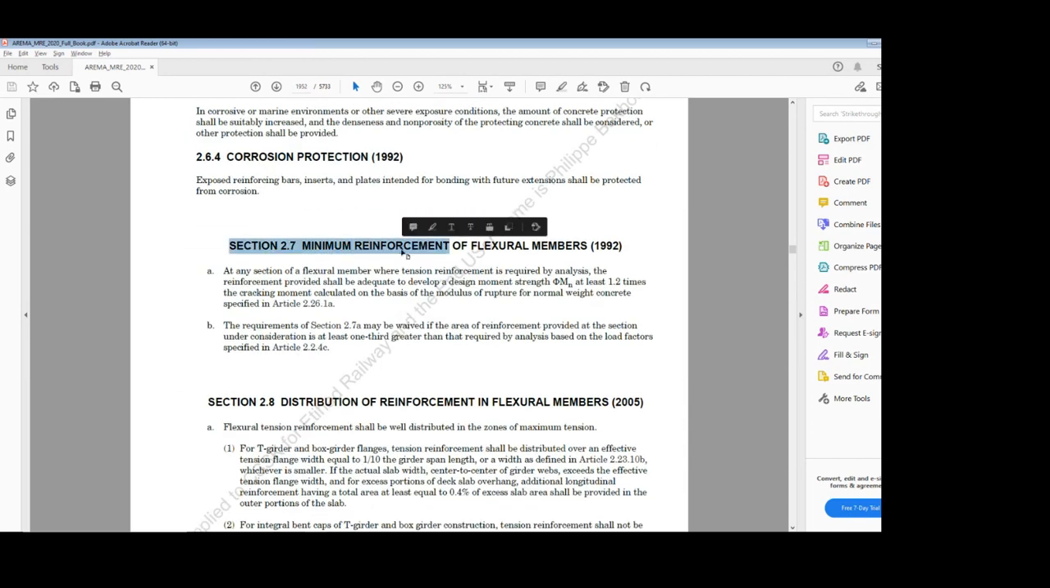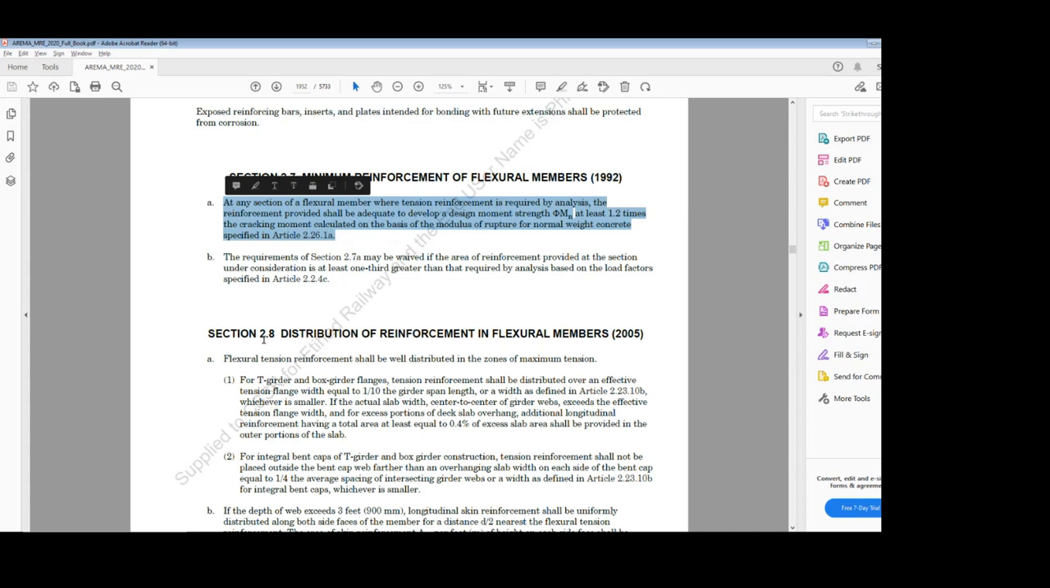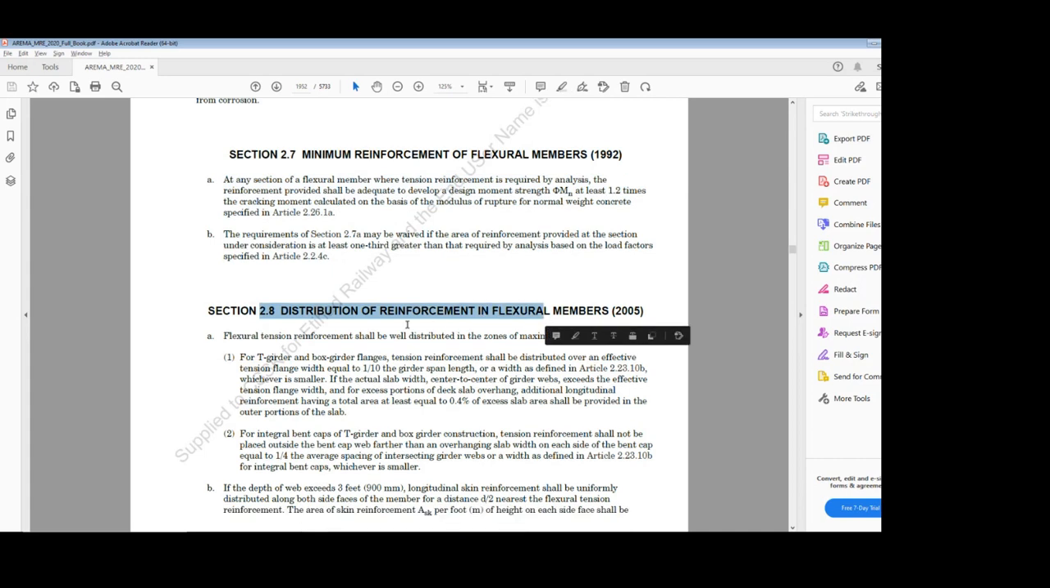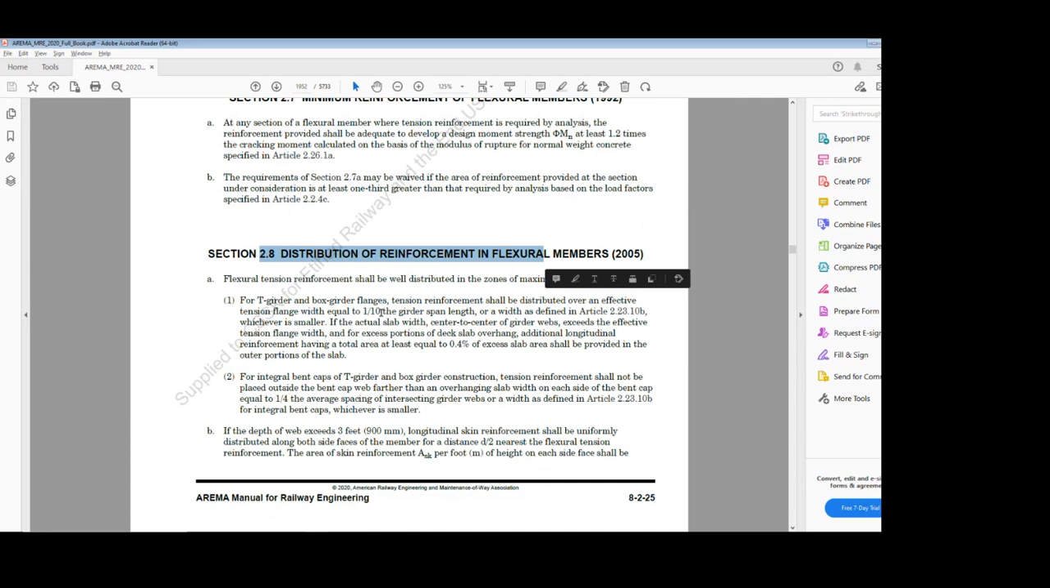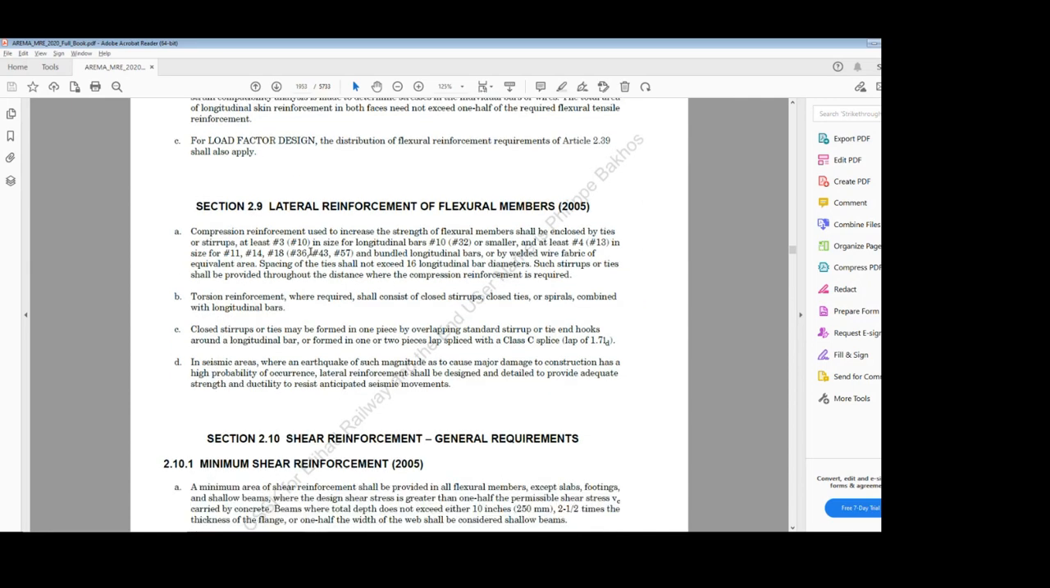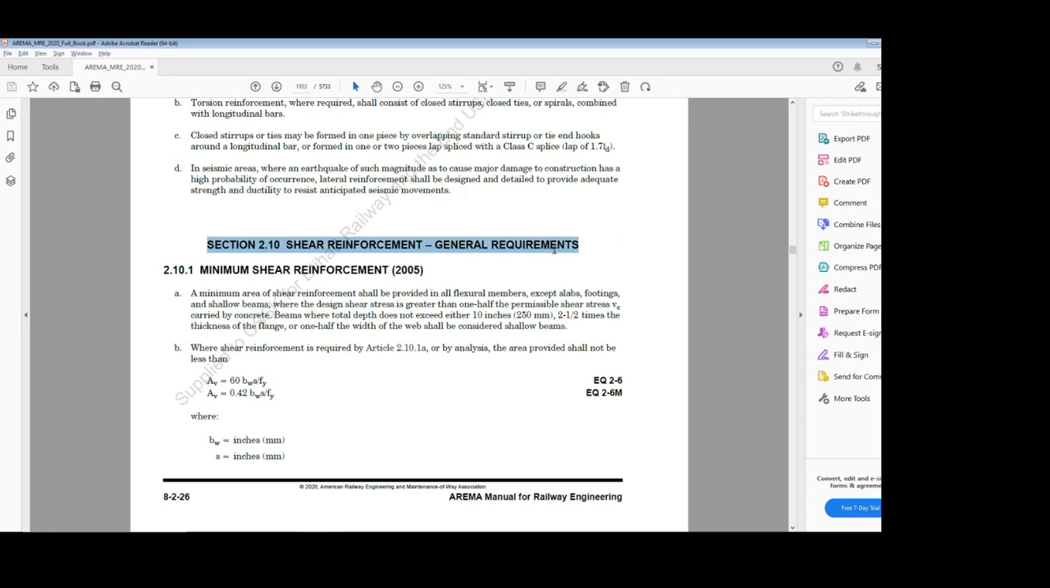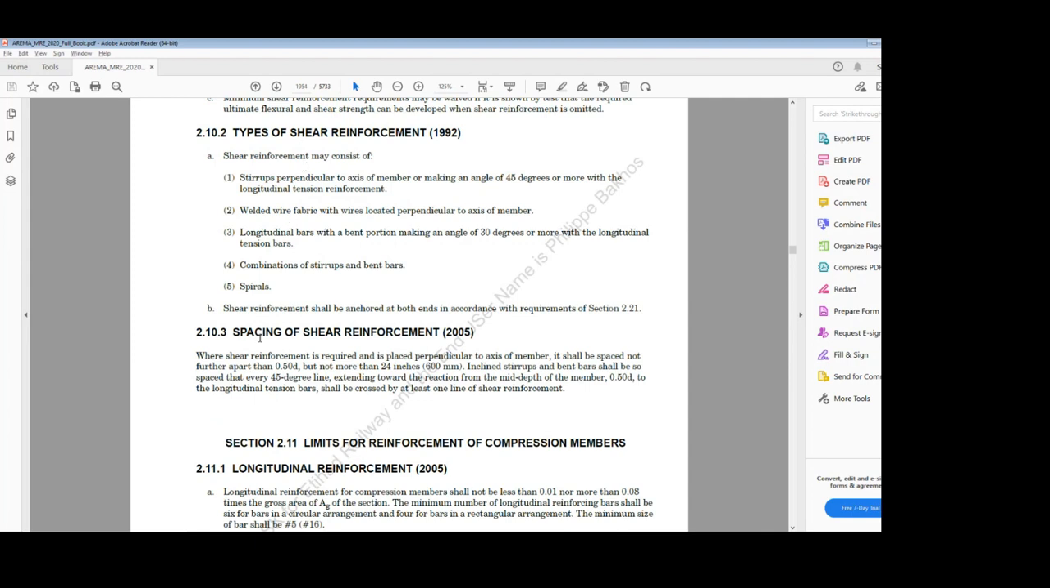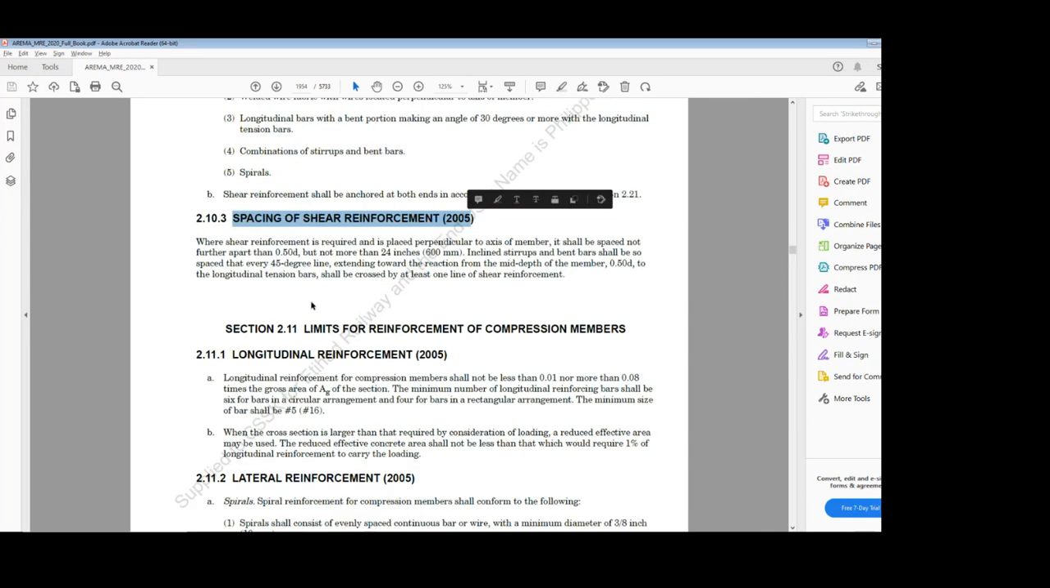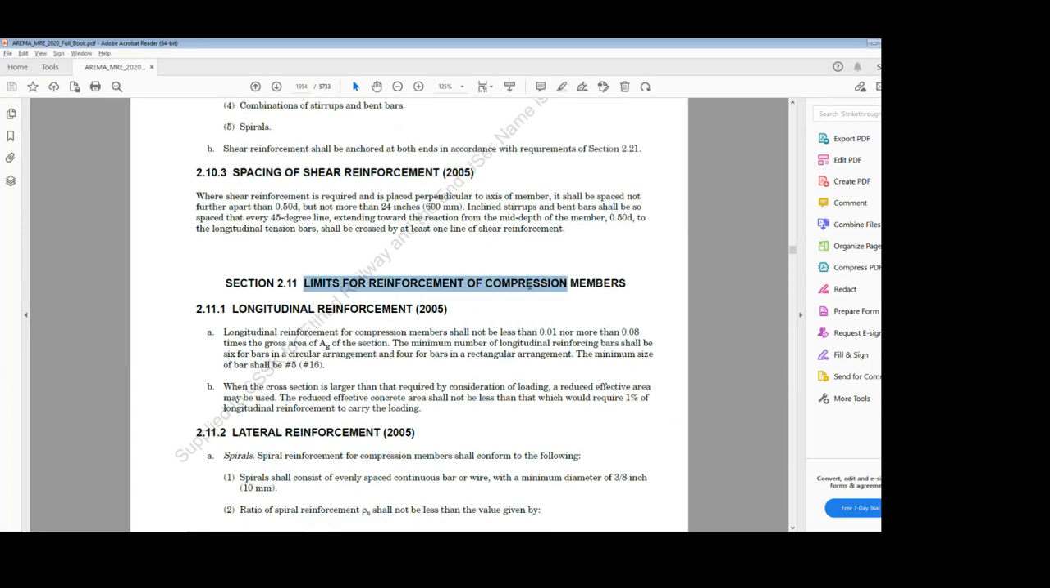Then 2.7 is for minimum reinforcement for flexural members. If your member is like a top slab or bottom slab, after completing the design of the top slab and bottom flexural member we have to check this. Basically, you need to verify whether this minimum reinforcement has been given or not. Then distribution of flexural reinforcement in flexural members, this is basically for a girder system. Then shear reinforcement general requirements, what should be the minimum shear reinforcement, all those things are given here, and types of shear reinforcement, spacing of shear reinforcement.